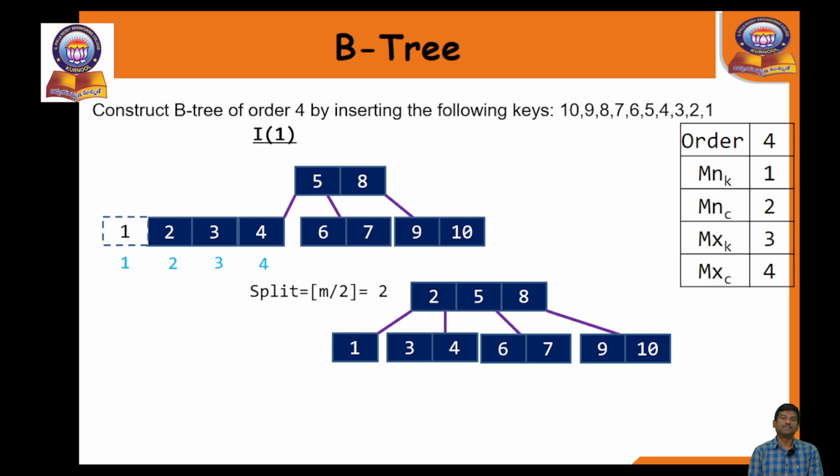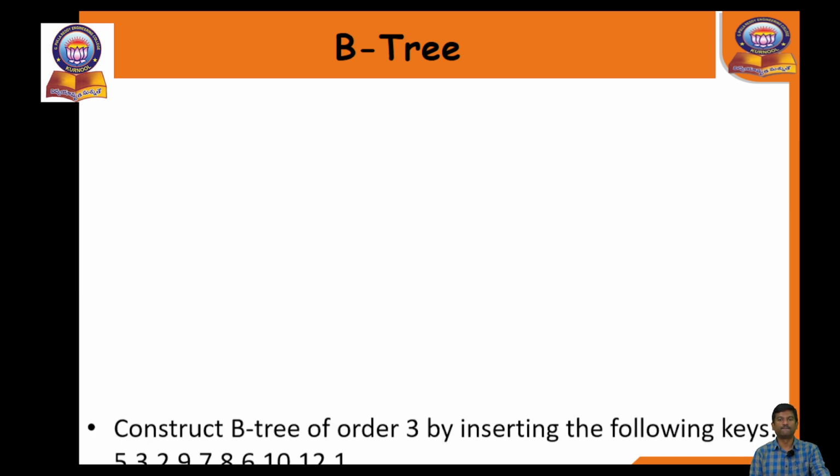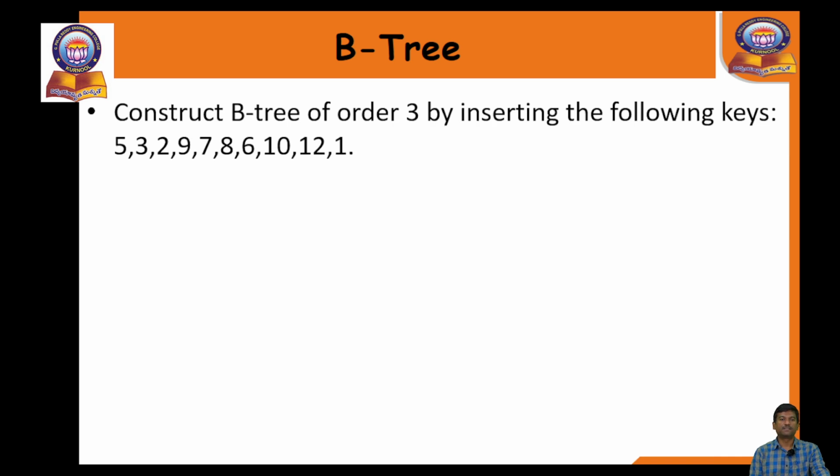We can construct the B tree with order 4 for the following kind of case, ranging from 10 to 1. And for simplicity, take another example: construct the B tree of order 3, and you need to insert the keys 5, 3, 2, 9, 8, 6, 10, 12, 1, and so on.